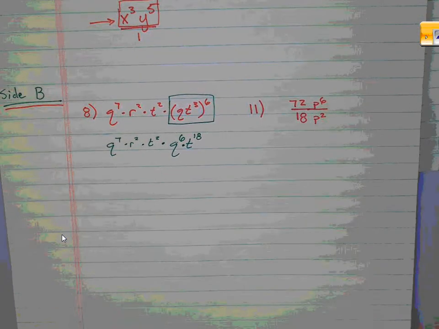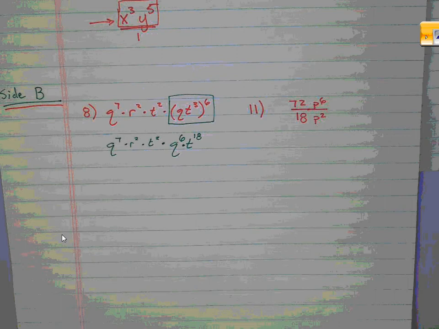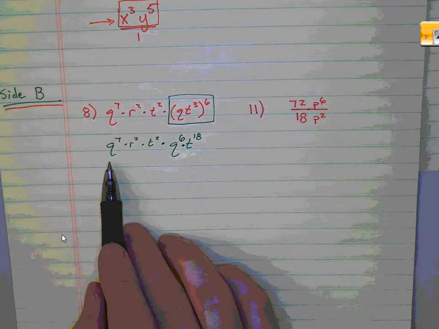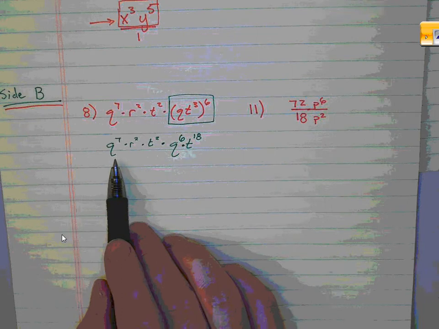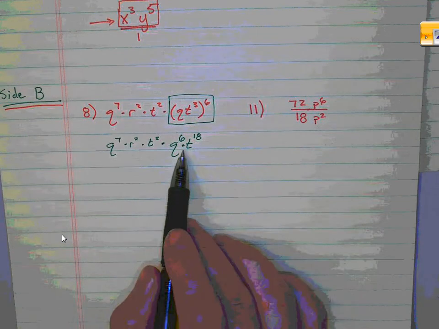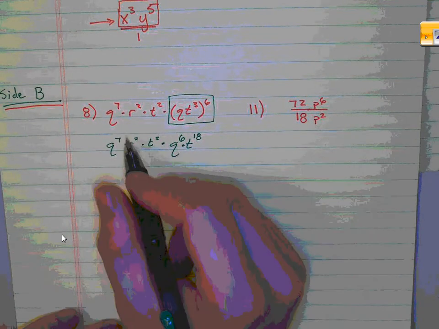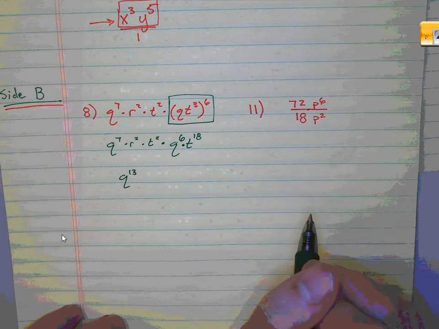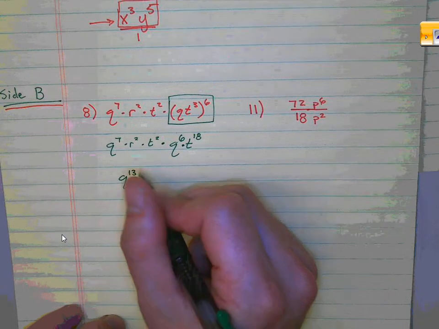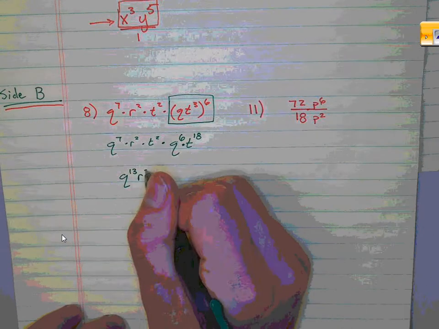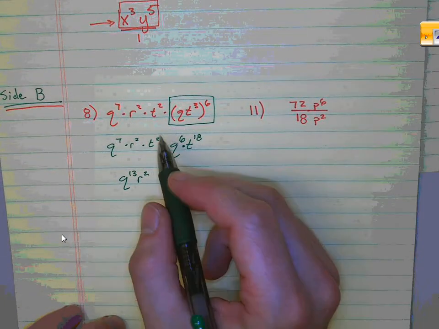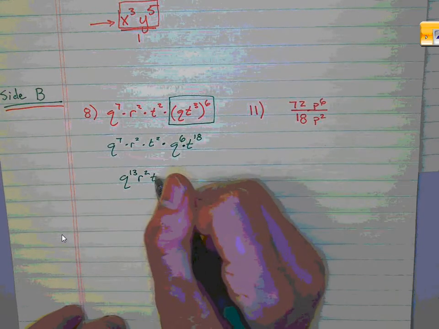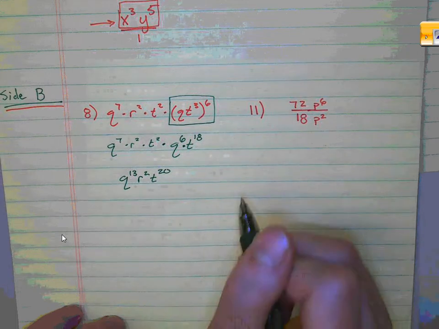So my strategy here is to look at the different letters I have, the different variables, and seeing how many I have. I'm just multiplying together, so I'm going to add the exponents. I have 7 and 6 Q's, or 13. R only shows up here, so I have 2 R's, or R squared. And I have 2 and 18, or 20 T's.